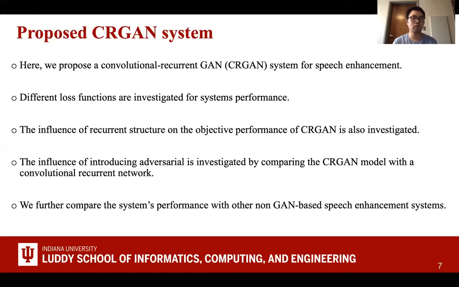So here in our study, we propose a convolutional recurrent GAN, denoted as CR GAN, for speech enhancement. We also investigated different loss functions for our CR GAN model, and the influence of recurrent structure on the objective performance is also investigated. We further investigate the influence of introducing an adversarial training scheme by comparing our CR GAN with a convolutional recurrent network that is without the adversarial training scheme. We further compare the system performance with other non-GAN-based speech enhancement systems.